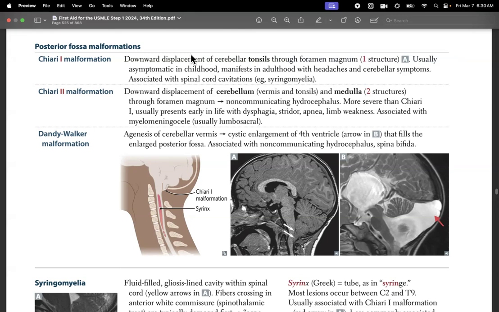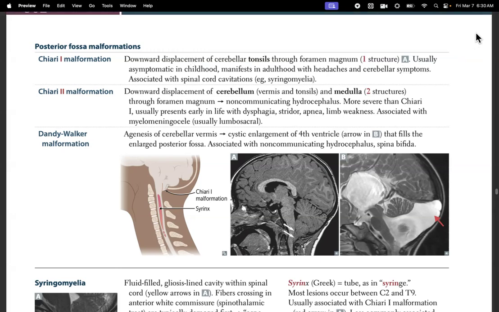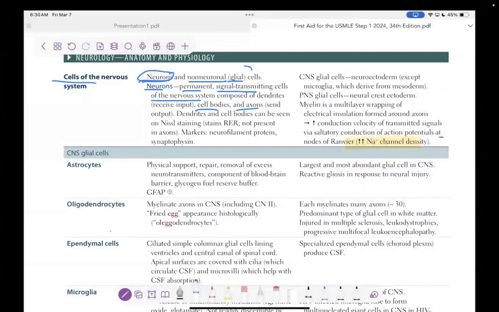So let's read about neurons. We already know that we have neuronal cells and non-neuronal cells. Non-neuronal cells are called glial cells. We are going to study them here. We already have a little bit of information about them. And about neurons, we know that neurons are permanent cells. It means that once the neuron is made, it is permanent. They cannot regenerate quickly. Most of the neurons are permanent cells.